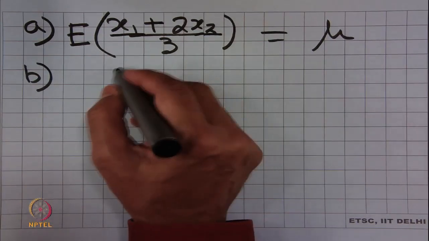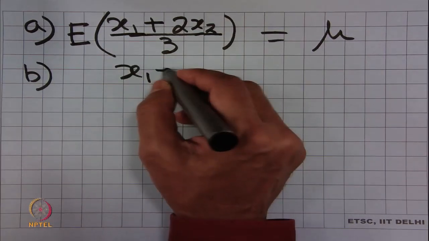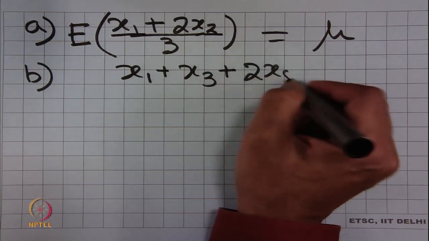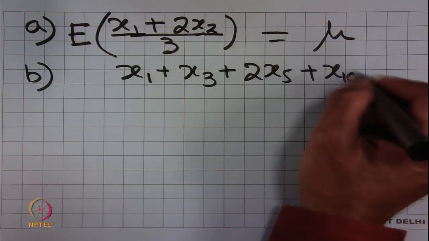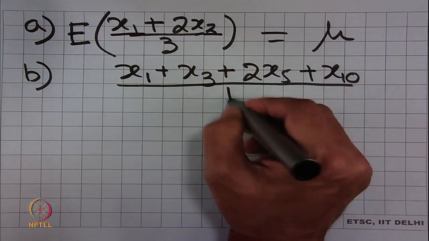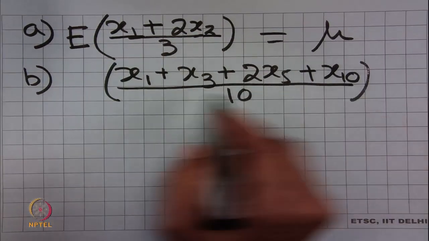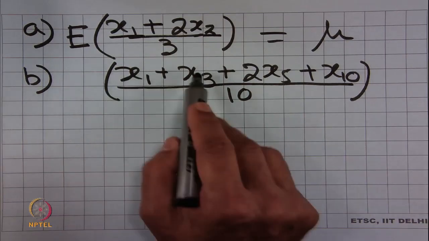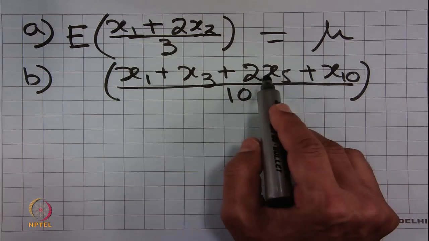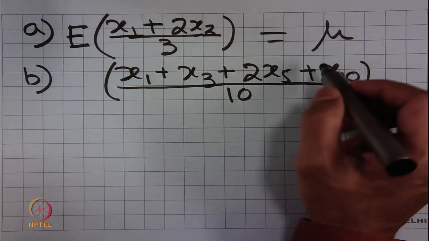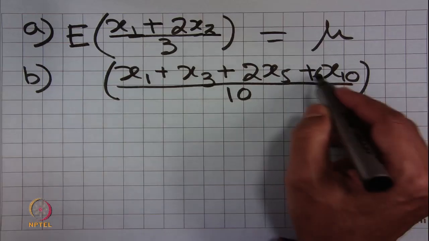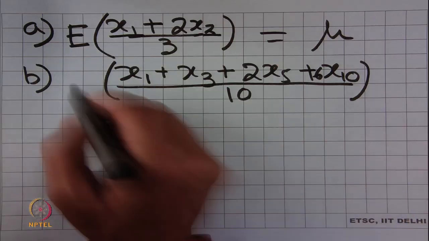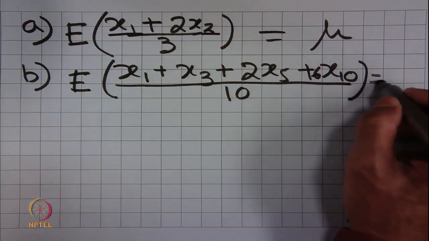In a similar way, let us consider (x1 plus x3 plus 2 x5 plus 6 x10) divided by 10. What will be its expectation? The expectation of x1 will be mu, x3 will give another mu, 2 x5 will give 2 mu and 6 x10 will give 6 mu. So, the sum is going to be 10 mu, that divided by 10 is equal to mu.